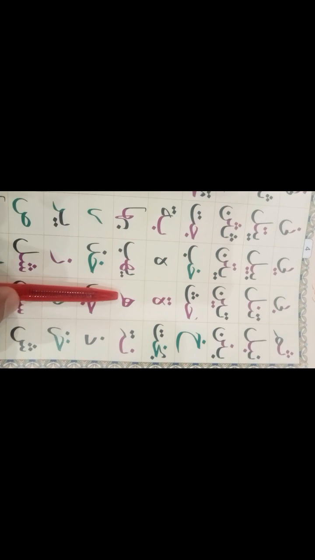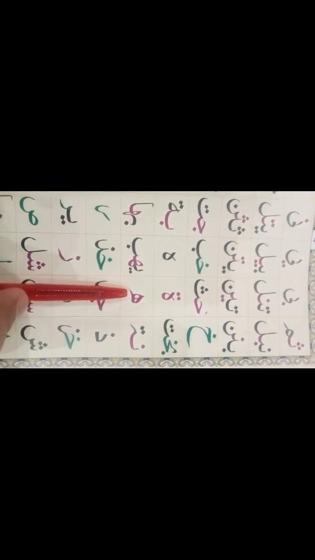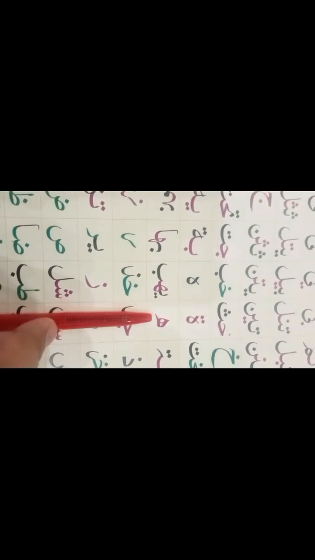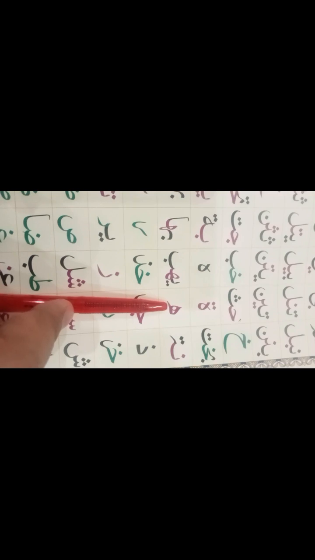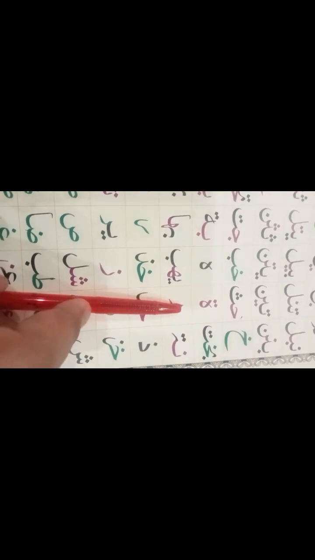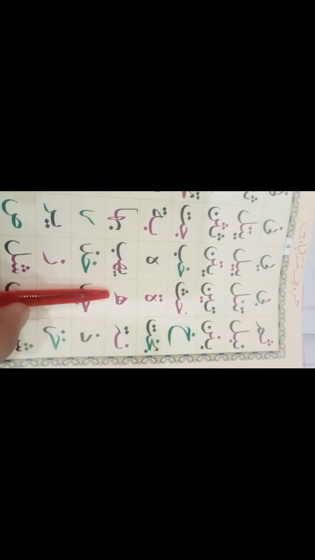So guys, the next is ha. Ha is like two circles rejoined, like our two eyes. You can see here like two eyes, like two circles, when you join these, resembling two eyes.